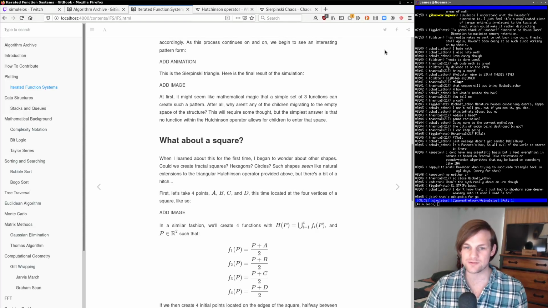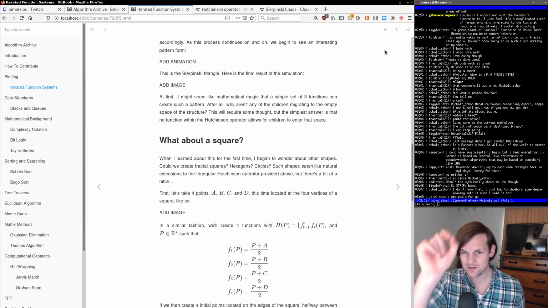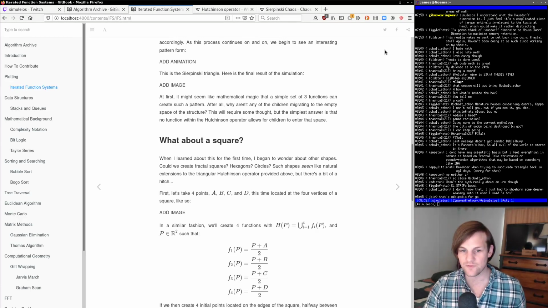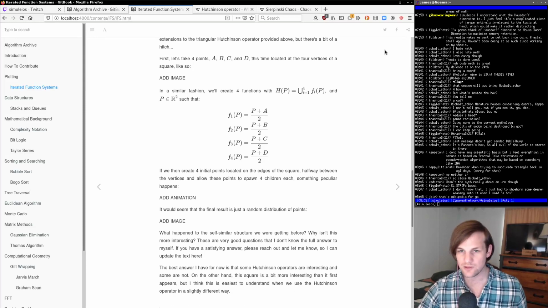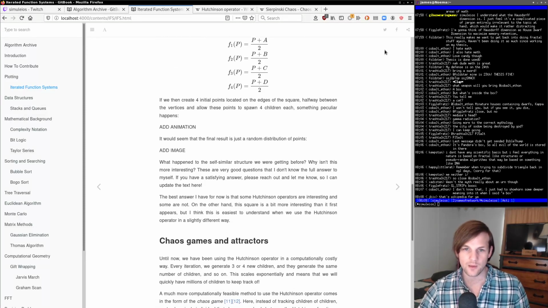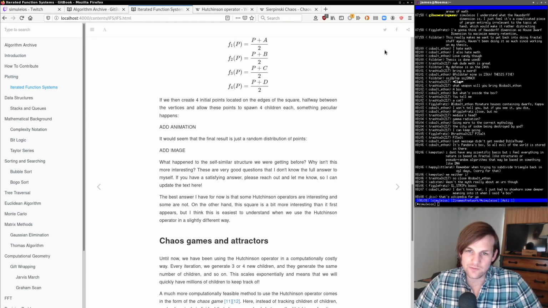First, let's take 4 points, A, B, C, and D, this time located on the 4 vertices of a square like so. So again, the same image as we had before, A, B, C, and D. And in a similar fashion, we'll create 4 functions with Hutchinson of P equal to the union of these 4 functions here. We then create 4 initial points located at the edges of the square, halfway between the vertices, and allow these points to spawn 4 children each.